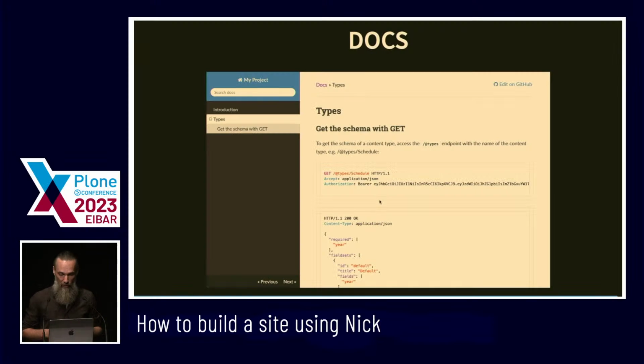You can generate that documentation on GitHub pages, and you will get something like this for your own project. It looks pretty similar to the Nick documentation as well.